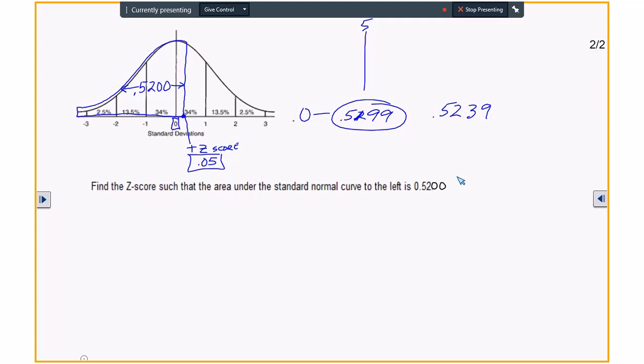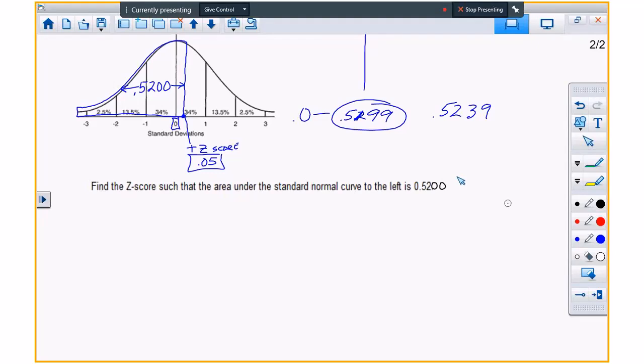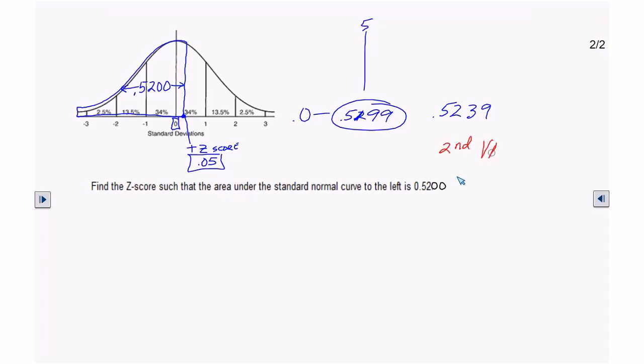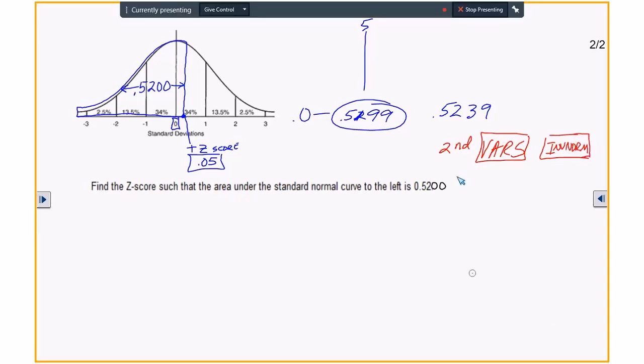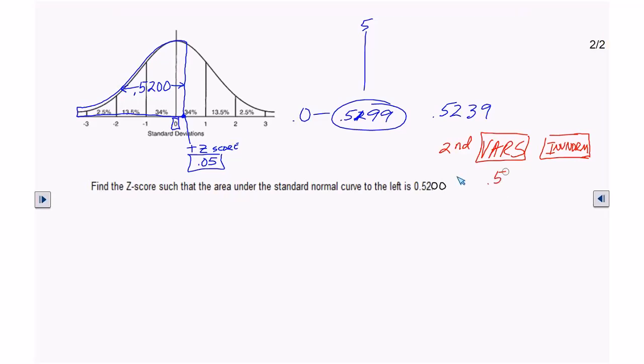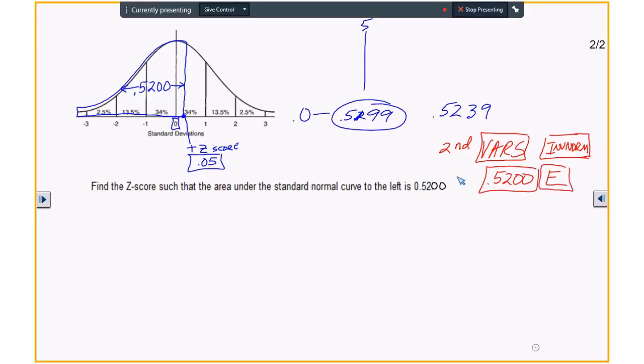Now the way that you do that on your calculator is you go second bars, inverse norm, and then type in 0.5200 and enter. And somebody tell me if you get 0.05. You do. That's how you find the z-score if you're given the area. Okay?